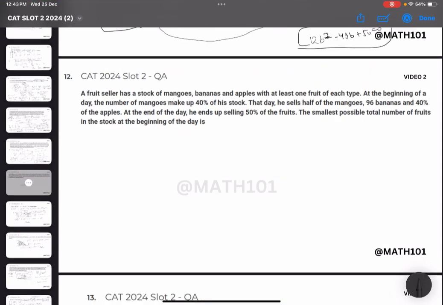Yeah, so we'll start with the next question. Let's assume the total number of fruits be x. At the beginning of the day, the number of mangoes make up 40% of stock. So the number of mangoes would be 40% of x, that is 2x by 5. We don't have any data on the starting number of bananas or apples, so let's assume the number of bananas be y. So the number of apples he has would be x minus the number of mangoes plus bananas, so that is x minus 2x by 5 plus y, which will be 3x by 5 minus y.